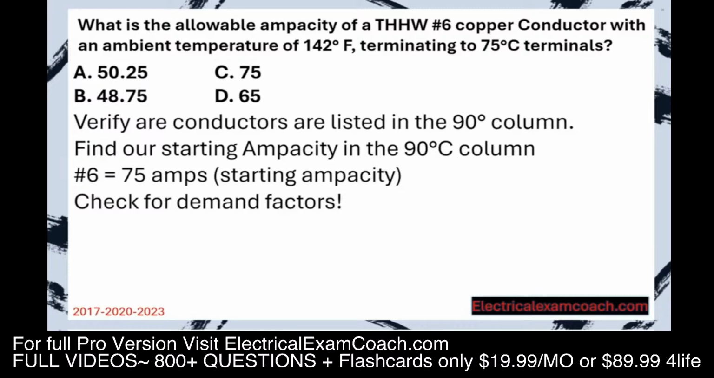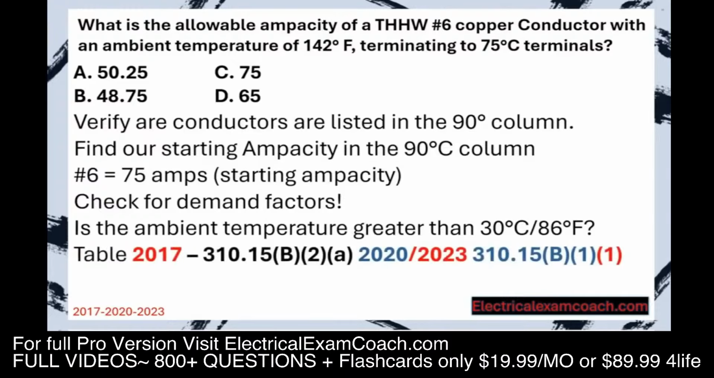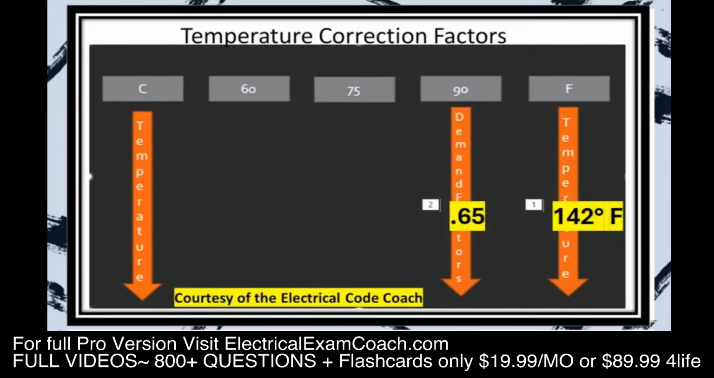Now we're going to check for demand factors. Is the ambient temperature greater than 86 degrees Fahrenheit? It is, so there will be a demand factor. We're going to head to our respective table depending on our code cycle. And we're going to go find our correction factor. When we get there, we're going to start on the right-hand side because the question stated it in Fahrenheit. Then we're going to go down until we find our range of temperature. Ours was 142 degrees. Then we're going to slide over and find our correction factor. And remember, it's just a demand factor.